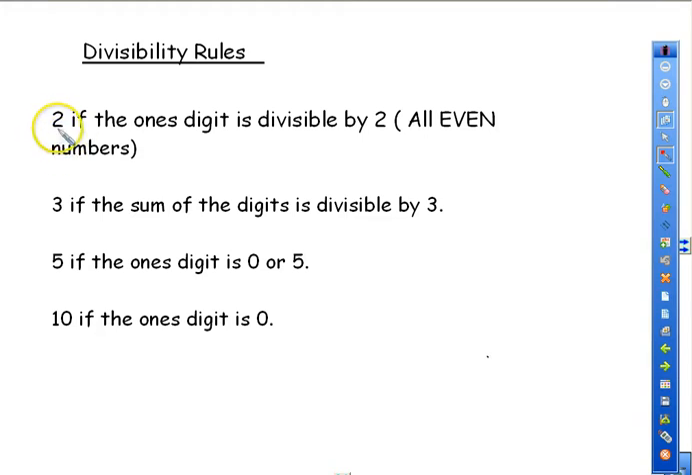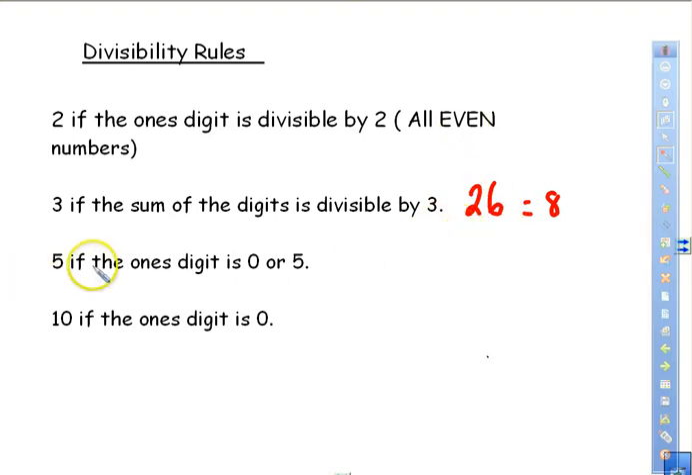It is divisible by 2 if the ones digit is divisible by 2, meaning that all even numbers can be divided by 2. For a 3, it's divisible by 3 if the sum of the digits is divisible by 3. So if we have, for example, 26, and we add these numbers together, 2 plus 6, which equals 8, does 3 go into 8 equally? It does not, therefore it would not be divisible by 3. It is an even number, so it would be divisible by 2.